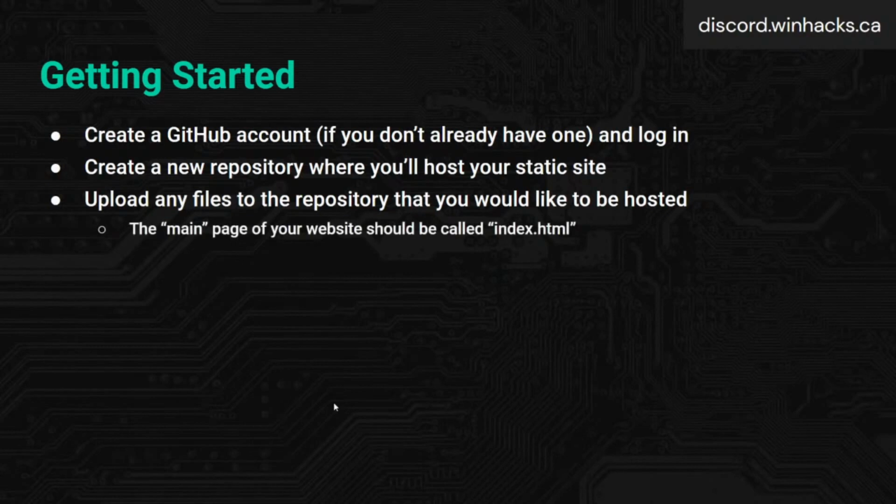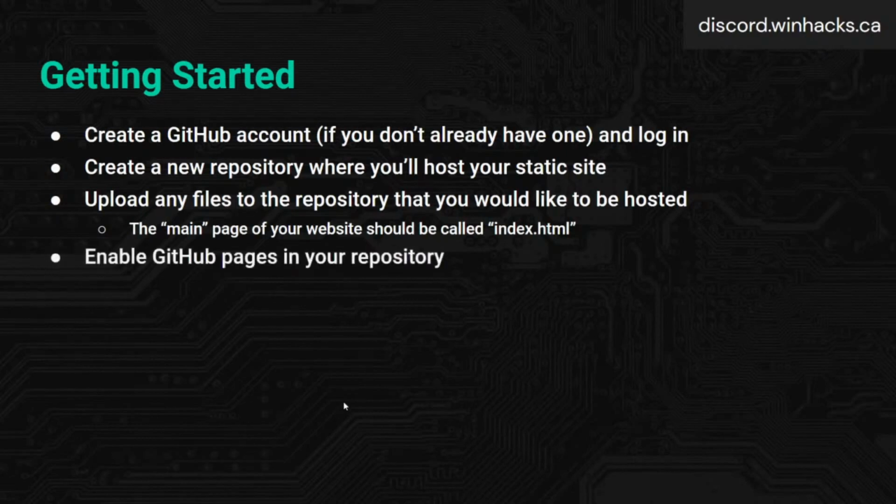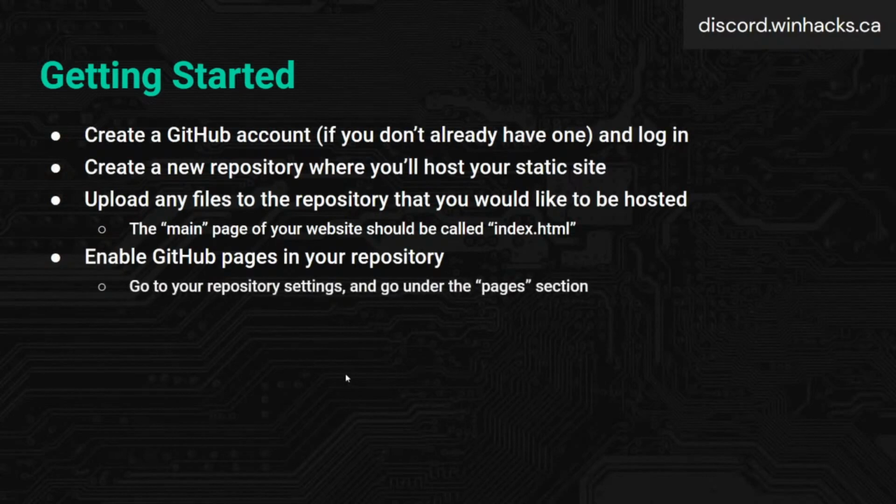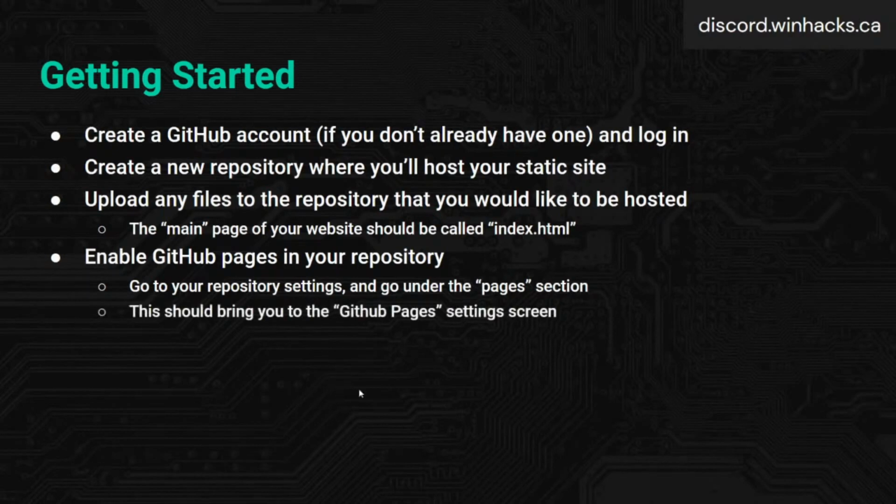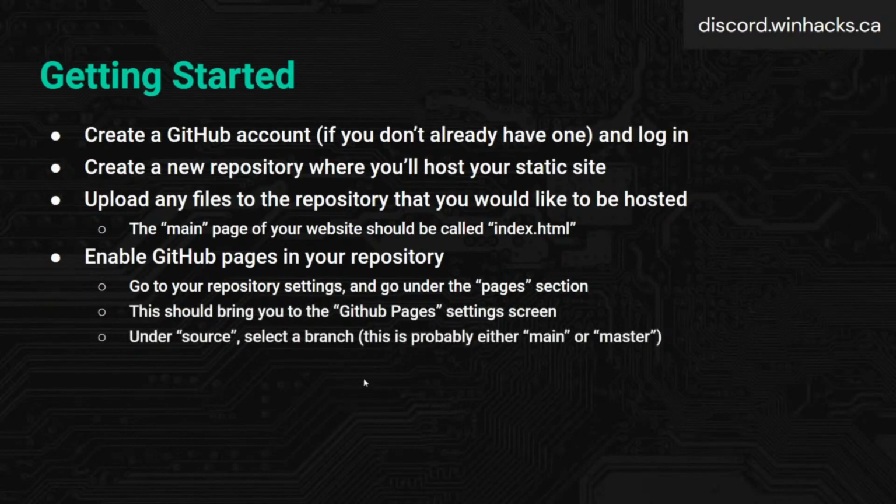And yeah, that's another thing. Your main page, so the page that is going to be loaded first, is going to be index.html. You have to call it index.html. Then in your repository settings, you're going to go to GitHub Pages and you're going to enable it. So you go to your repository settings and then go under the Pages section and it'll bring you to GitHub Pages. Under source, select a branch. It should probably either be main or master, but you can set it to another branch if you want to. Save, and then you can check out your new website.